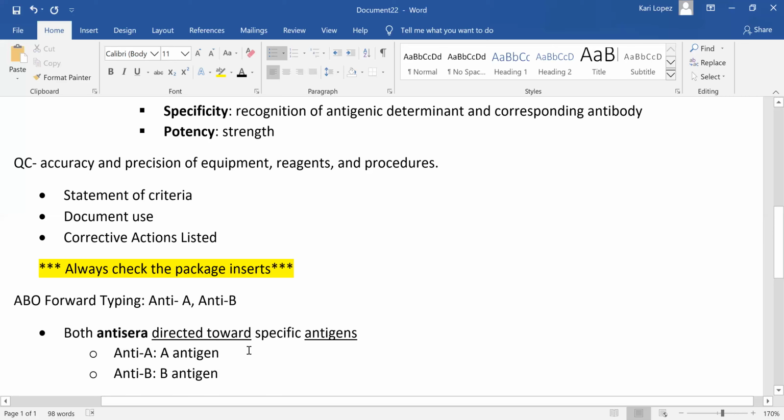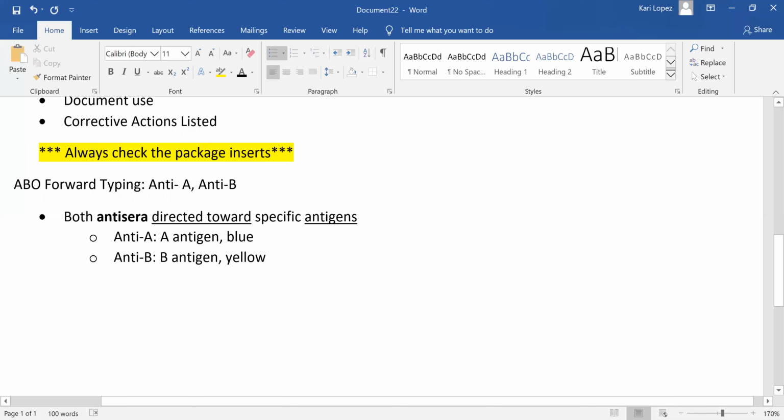And then an extra little note: your anti-sera are generally colorless, so they're going to be clear. But often certain ones are dyed certain colors. That way it's harder to get them confused or mixed up. Or if you put them in the tube, it dyes it a little bit, so you know whether or not you added the reagent. And so anti-A is always going to be blue, and anti-B is always going to be yellow. And that's universal across any manufacturer. And again, if you've forgotten whether you put any drops in the tube, then you know.